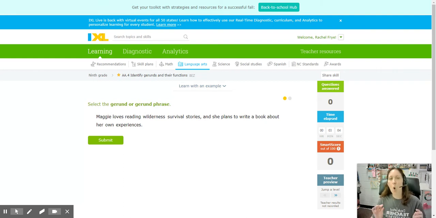She loves. Now, what does she love? Reading wilderness survival stories. In this sentence, is Maggie reading? No, Maggie loves. That's what she's doing in this sentence. So, what does she love? Reading wilderness survival stories. There's your ing, and this is what she loves: reading.